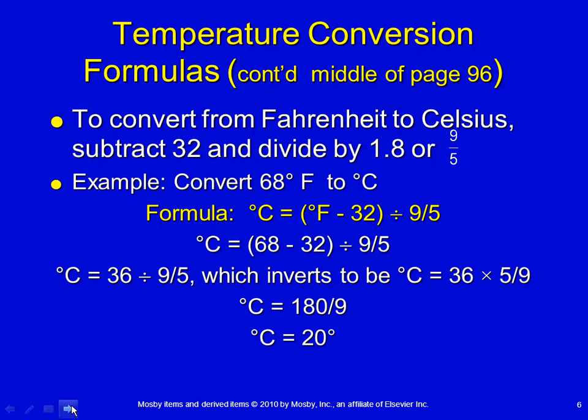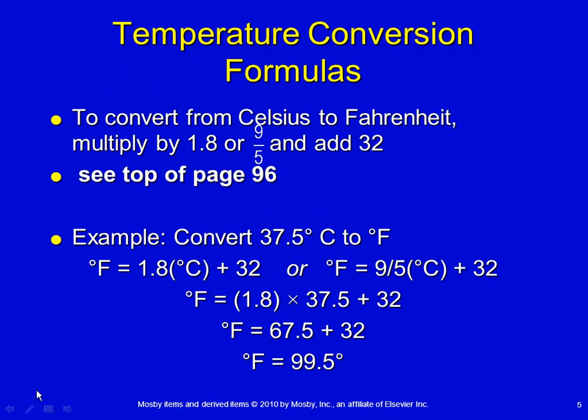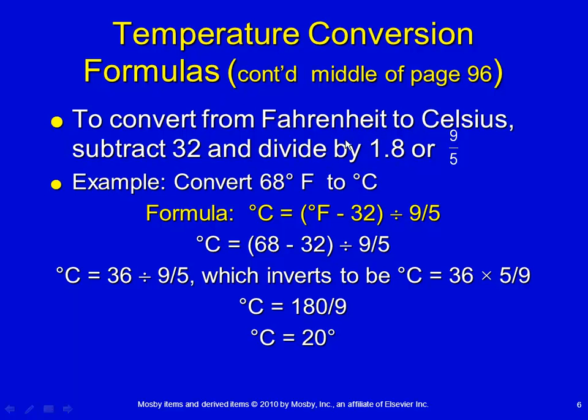In the middle of page 96, to convert from Fahrenheit to Celsius, we subtract 32 and divide. So going from high to low, you subtract first, then divide. When you go from low to high, you multiply, then add. When you go from high to low, which is what we're doing with the Fahrenheit, we subtract 32 from the high and then divide to get the Celsius. So these are worked for you.